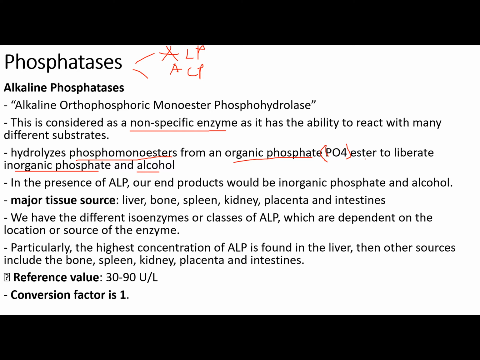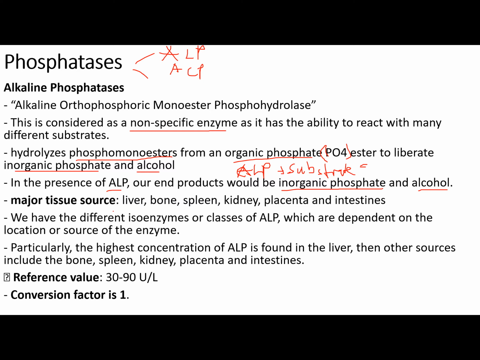Organic phosphate ester to liberate inorganic phosphate and alcohol. In the presence of ALP, our end products would be inorganic phosphate and alcohol. So if you have your enzyme ALP here, class, ALP plus substrate, pakitandaan to ha, the products would be inorganic phosphate and alcohol. So if asked in your quiz what are the products of ALP, it would be inorganic phosphate and alcohol.